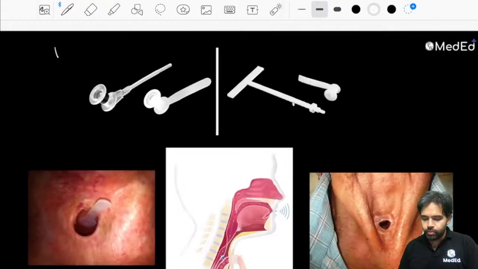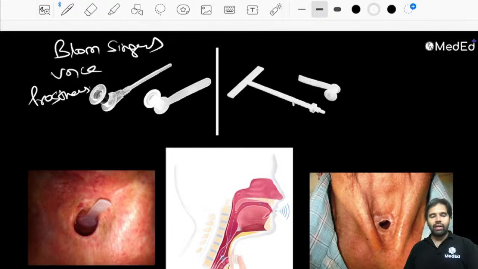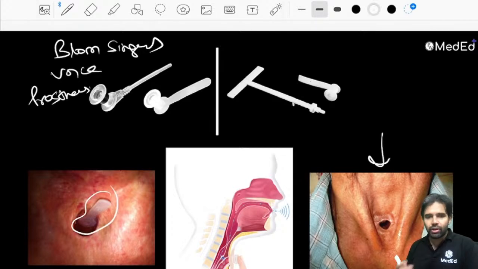What is this? This is a Blom-Singer's voice prosthesis, done after laryngectomy. This has been asked many times. So this is a laryngectomy stoma, but here you can see that there is a prosthesis. What is this prosthesis doing? It is a one-way valve. It is basically pushing the air.